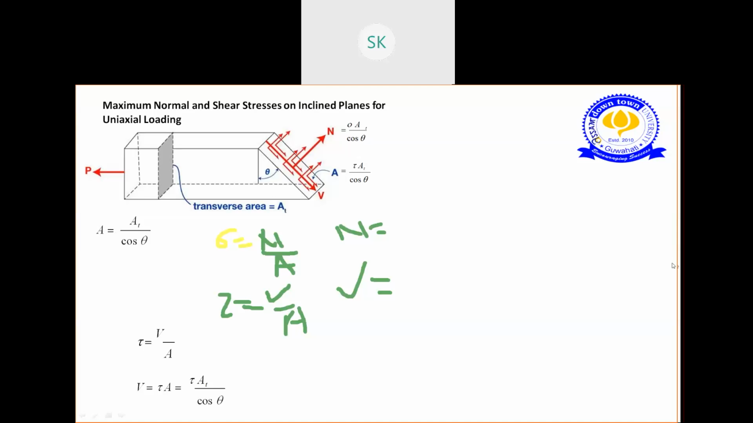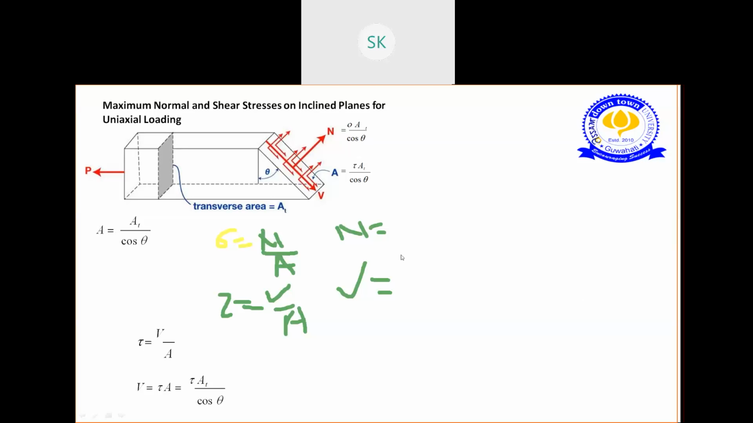Then next, why it is not moving? Just wait for a second. Why it is not moving?